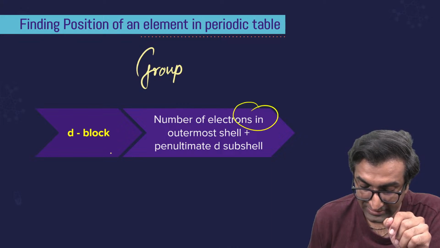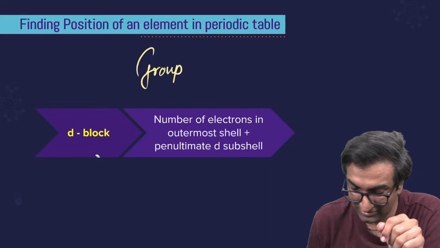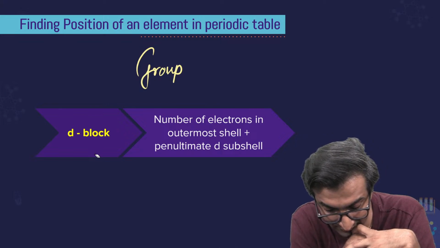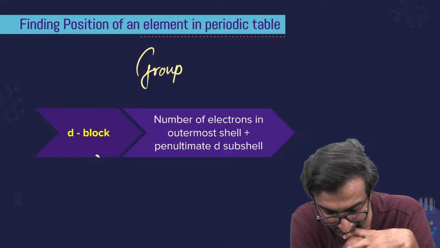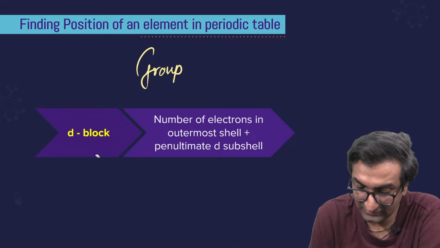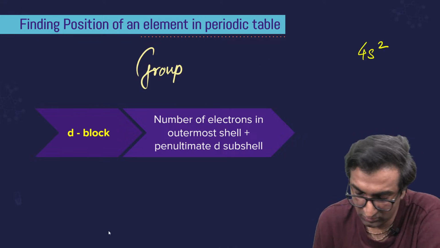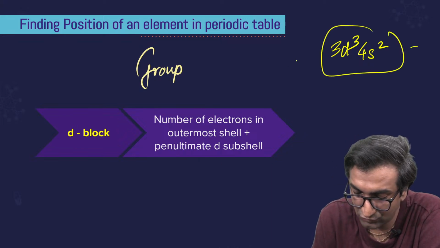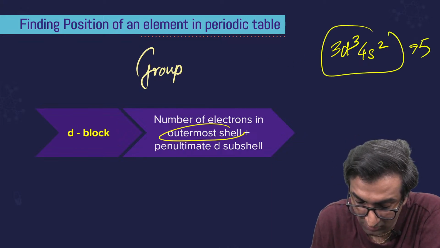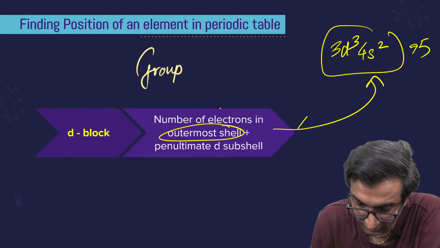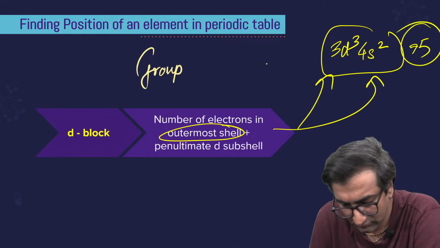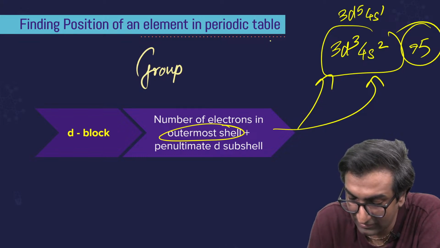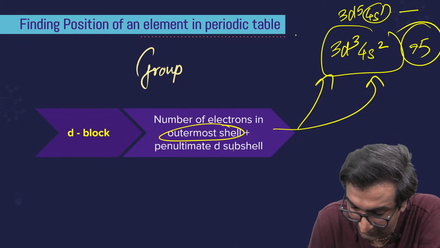Number of electrons in outermost shell plus penultimate D subshell. इसका क्या? ज्यादा अंग्रेजी होगी क्या? What does this mean, bro? Number of electrons in outermost shell plus penultimate D subshell. Okay. अच्छा, इसका मतलब 4s2 3d3, इसका मतलब हो गया 2 + 3 = 5. नंबर ऑफ इलेक्ट्रॉन्स आउटरमोस्ट शेल ये हो गया 2 और 3d3 मतलब 5. एक और एग्जांपल लेते हैं 3d5 4s1, इसका मतलब 4s1 आउटरमोस्ट प्लस 5 मतलब 6.